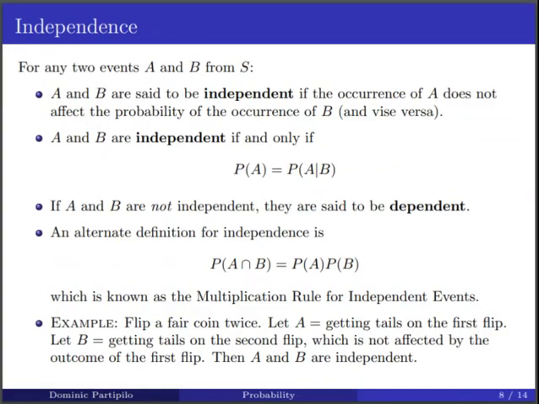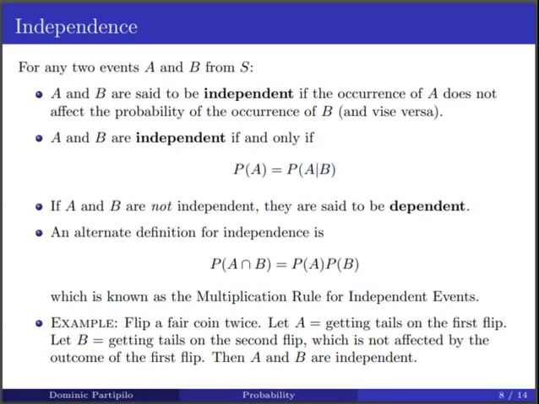Okay, so now let's talk about independence. For any two events, A and B from S, A and B are said to be independent if the occurrence of A does not affect the probability of the occurrence of B, and vice versa. So in other words, A and B are independent if and only if the probability of A is equal to the probability of A given B.